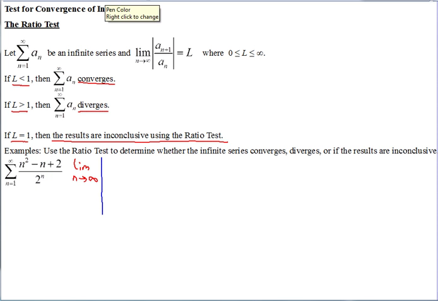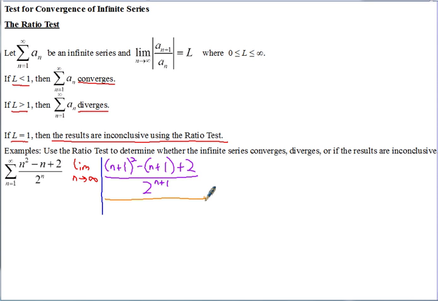So that would be n plus 1 squared minus, there's another n there, so n plus 1 plus 2, divided by 2 to the n plus 1. And then that's divided by a sub n, just the formula as it is here. So that's n squared minus n plus 2 divided by 2 to the n. That's the absolute value of that.